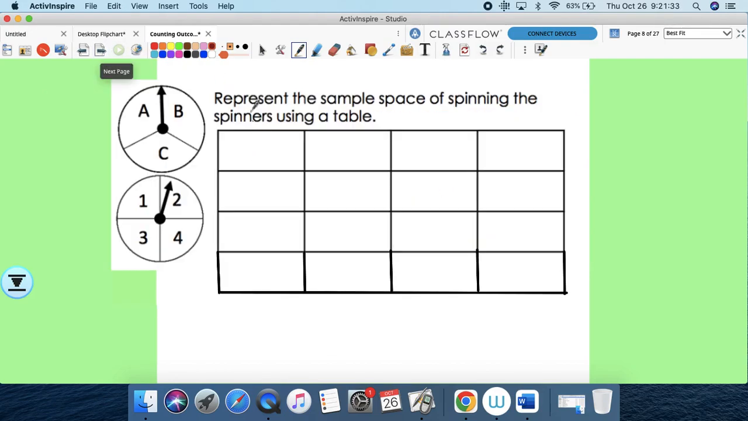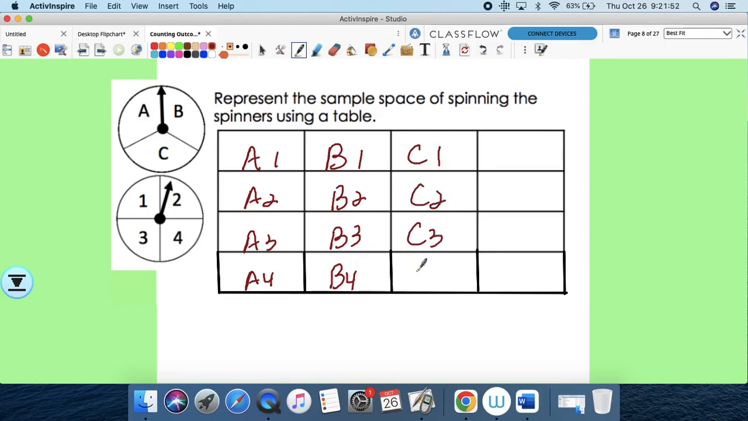Now, if you have 2 spinners, and we did this in class yesterday, what are all the possible outcomes? Well, you can get an A with a 1, A with a 2, A3, A4, or I can get a B with a 1, a B with a 2, B with a 3, B with a 4, or C1, C2, C3, C4. These are all the possible outcomes. And now I'm using what is called a table to represent all the outcomes.